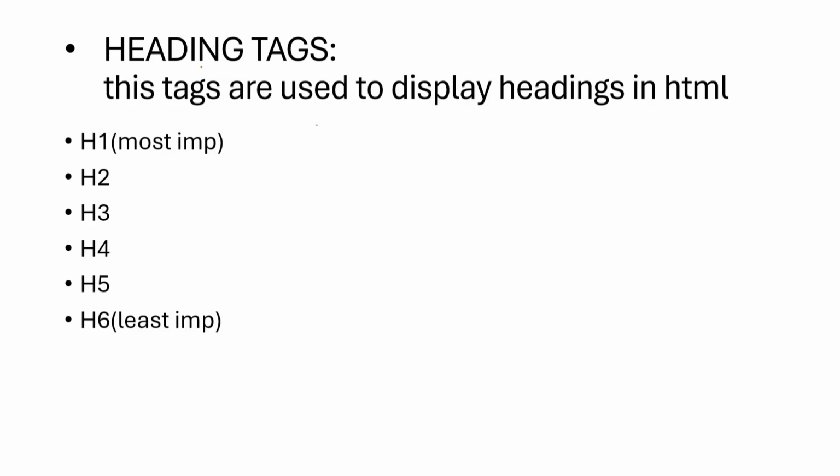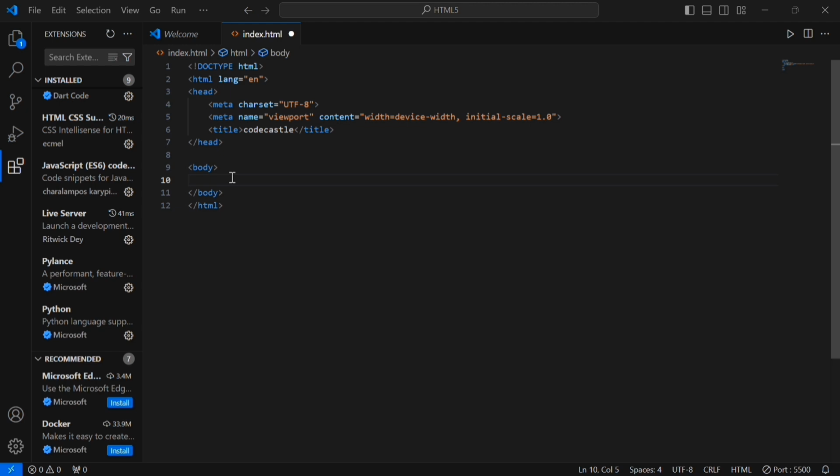Let's know about the heading tag. These tags are used to display the headings in our output. Means the heading tags start from H1, the most important tag, H2 and further to H6. Let's have the hands-on practice from VS Code.